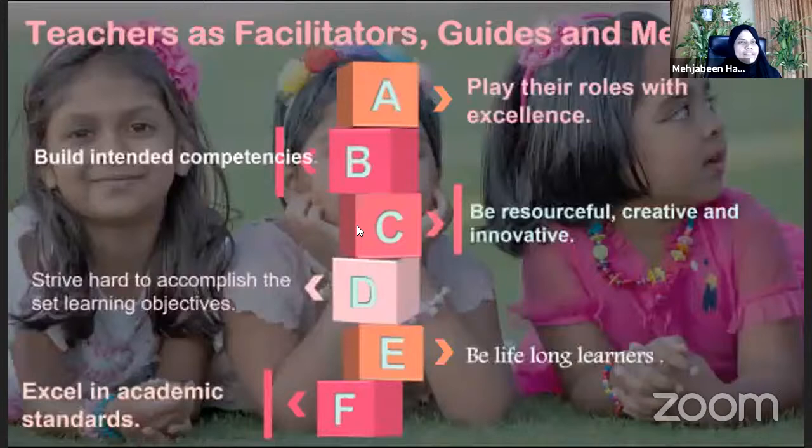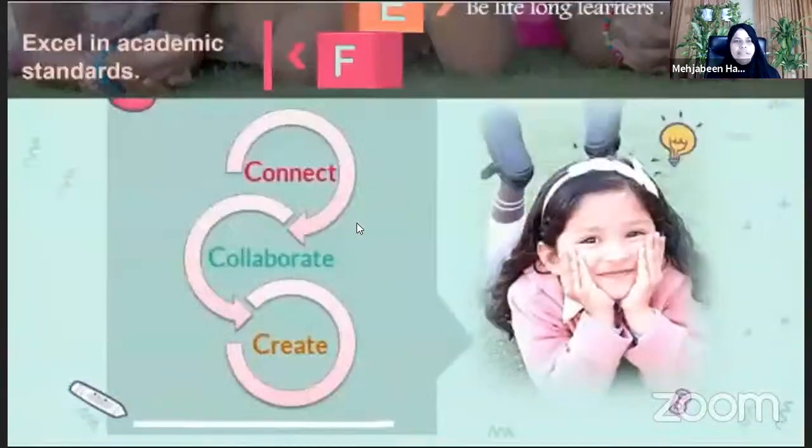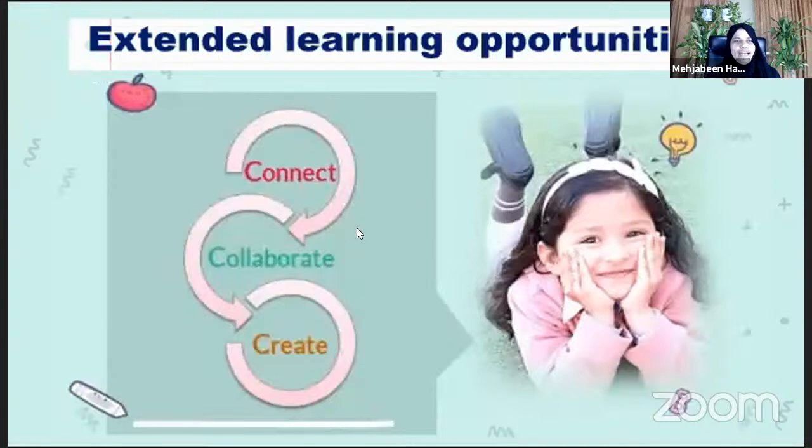Now, as teachers, as facilitators, as guides, as mentors, what's our role? Let's play our role with excellence. Build the intended competencies. Let's be more resourceful, creative, and innovative. Strive hard to accomplish the set learning objectives. Let's be lifelong learners. Let us excel in academic standards. And I'm pretty sure all my teachers will do that.